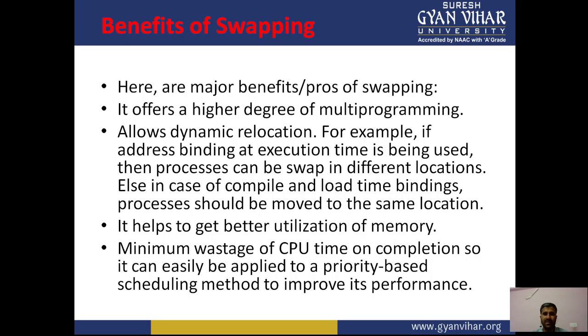We have already discussed that if we need to execute process P1, it can be loaded on the main memory and executed with the help of main memory. But if at the same time we require process P2, which we want to execute on the same main memory, then it is very easy to utilize here, right? So this is all about the priority based scheduling method to improve its performance.